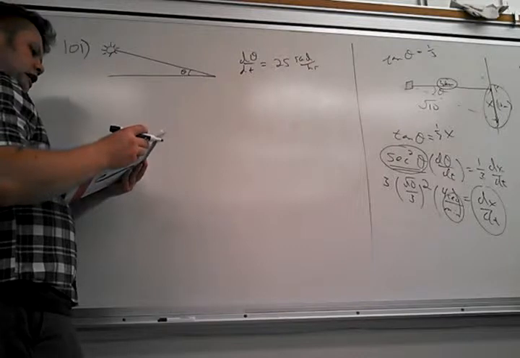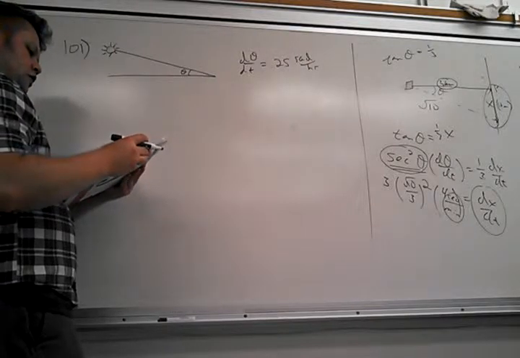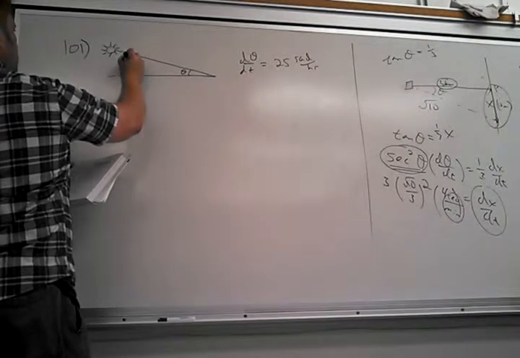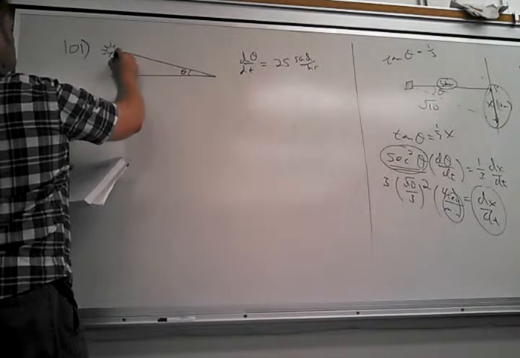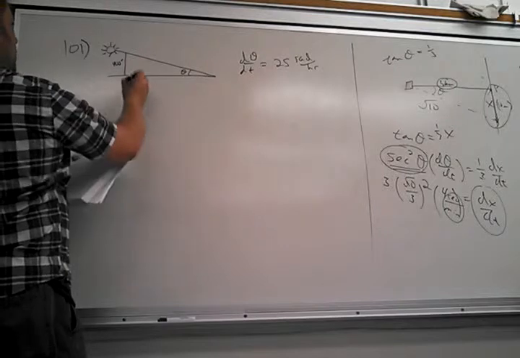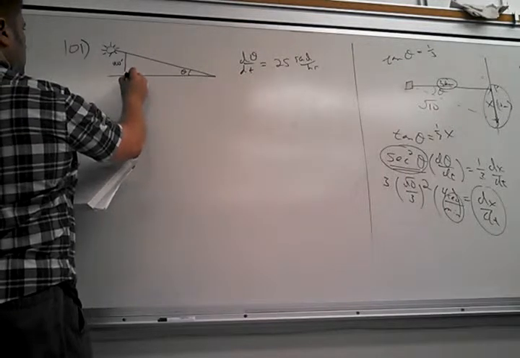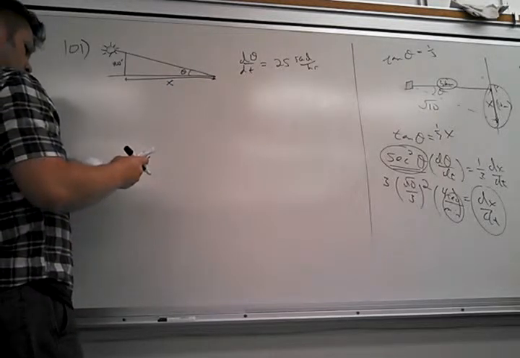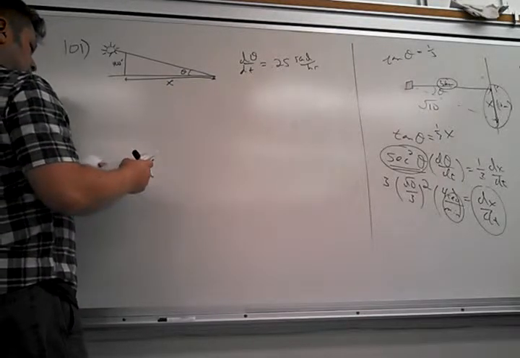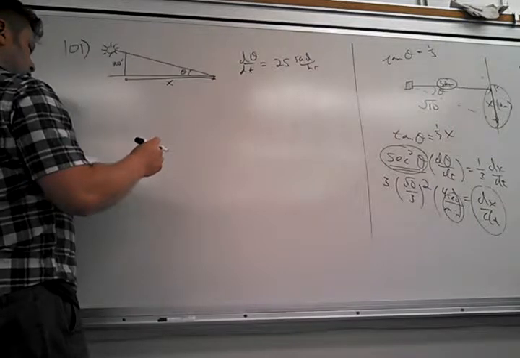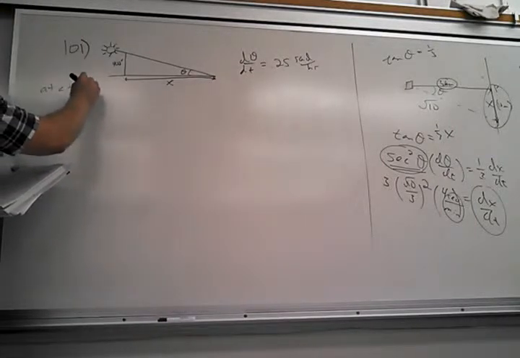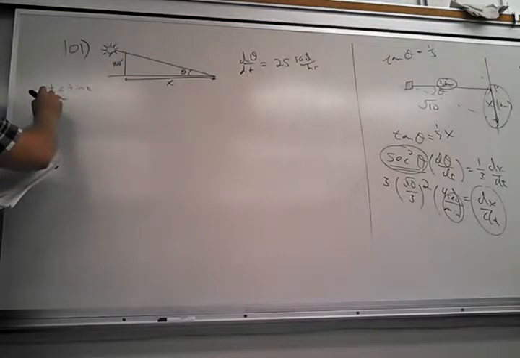How fast is the shadow cast by a 400-foot tall building increasing? So let's put that 400 foot. Here's a 400-foot tall building. And its shadow would be here. So how fast is the shadow cast by a 400-foot tall building increasing at a time when the angle is pi over 6.